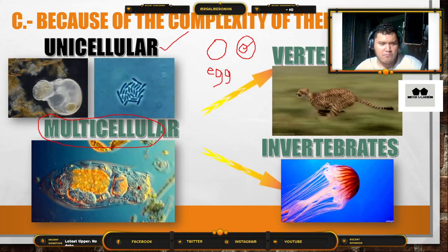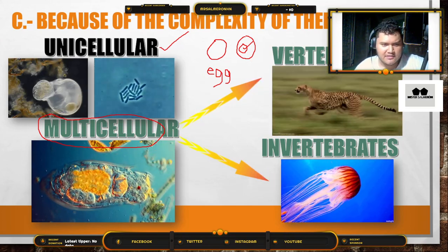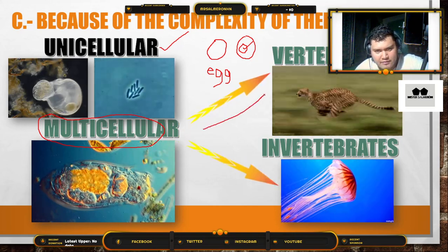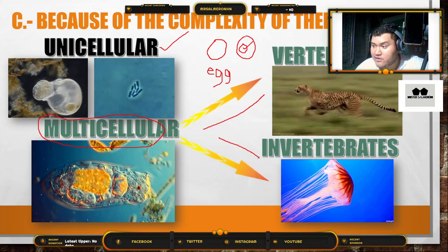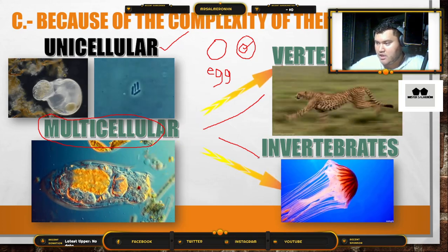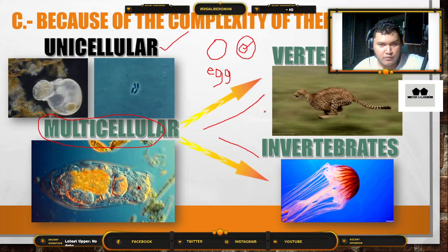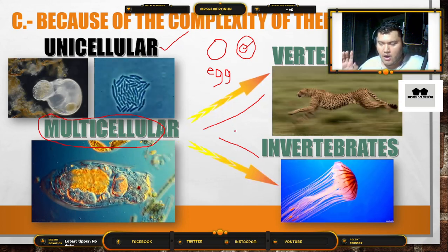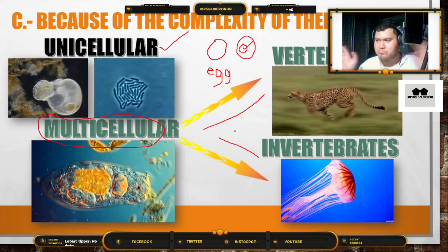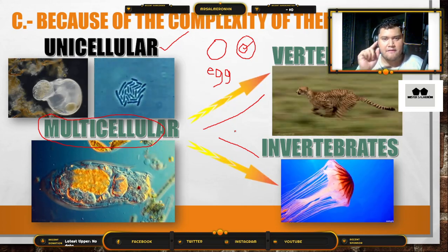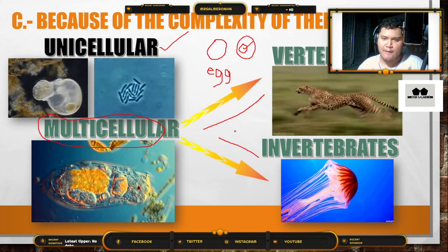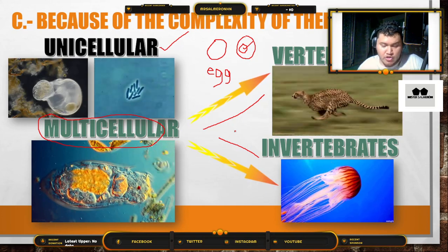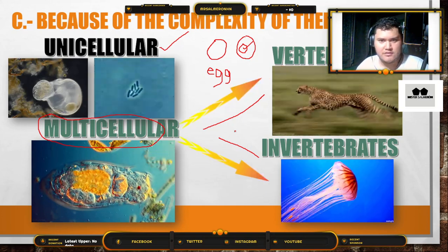Okay, now speaking about multicellular organisms, let's speak about them. They are more complex. Between the multicellular organisms, we have the vertebrates and the invertebrates. Both of them are around there. The invertebrate animals are those that don't have bones. They don't have backbones. And the vertebrate animals are those that have backbones. Backbones are those bones that are in our skeleton, inside of us.